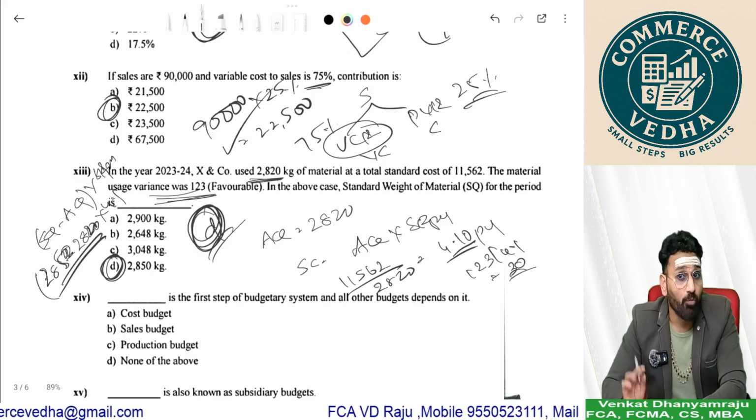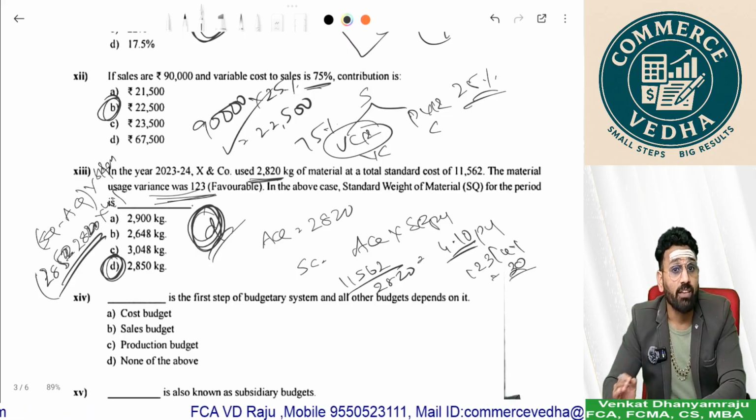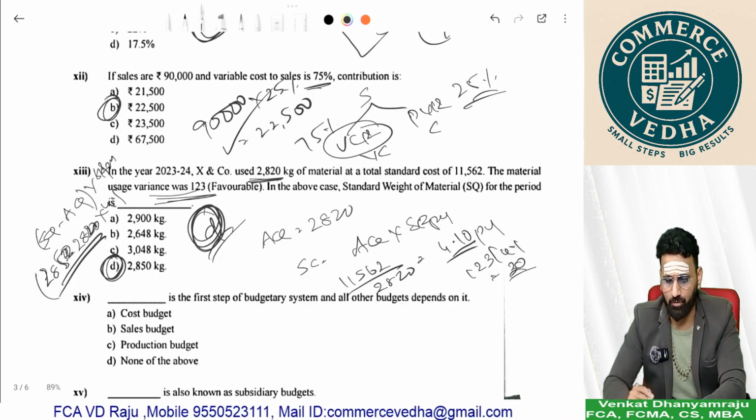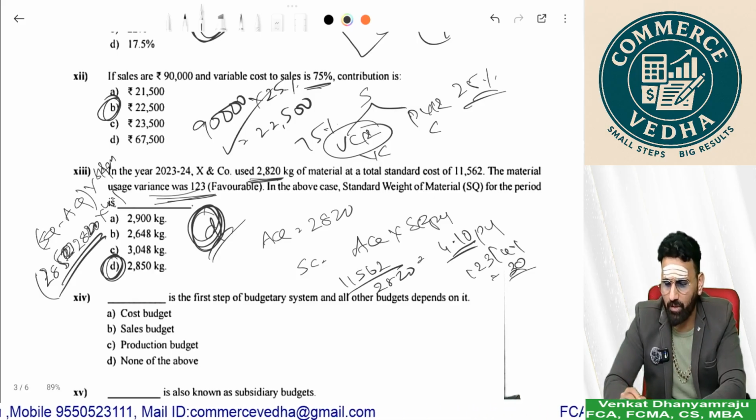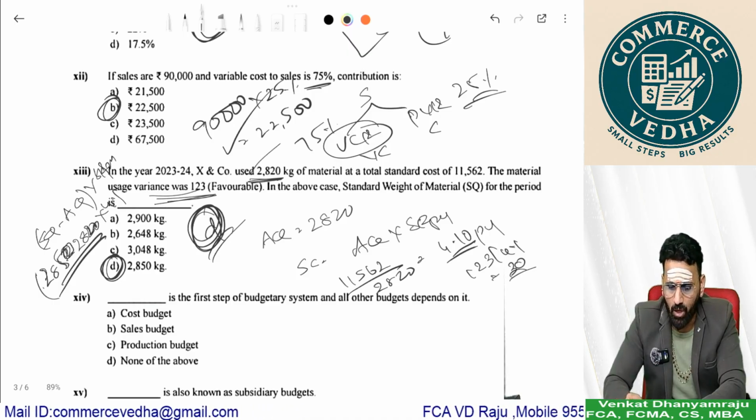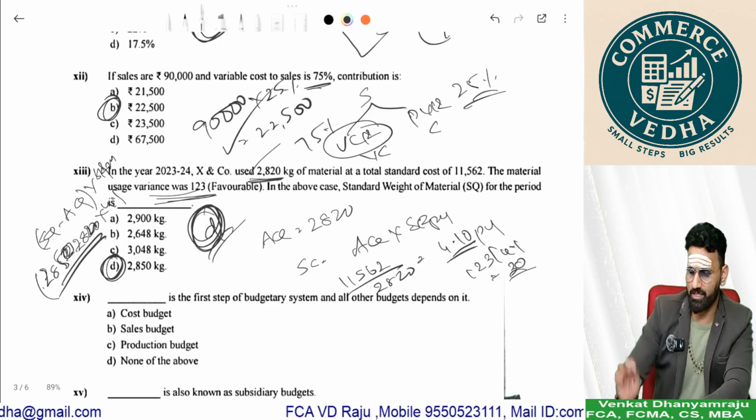Quantity, if standard is more, positive. Standard is more than actual, you use less, so positive. So standard should be 30 units more than actual. Actual is 2820. Standard should be 2850. So the option is D.